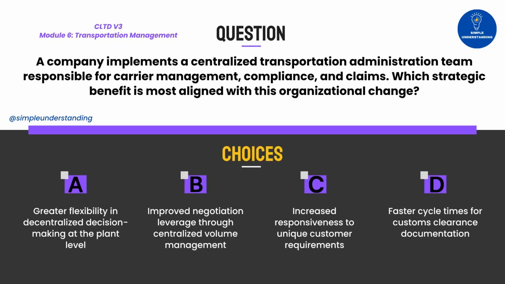Question 10. A company implements a centralized transportation administration team responsible for carrier management, compliance, and claims. Which strategic benefit is most aligned with this organizational change? A. Greater flexibility in decentralized decision-making at the plant level. B. Improved negotiation leverage through centralized volume management. C. Increased responsiveness to unique customer requirements. D. Faster cycle times for customs clearance documentation.